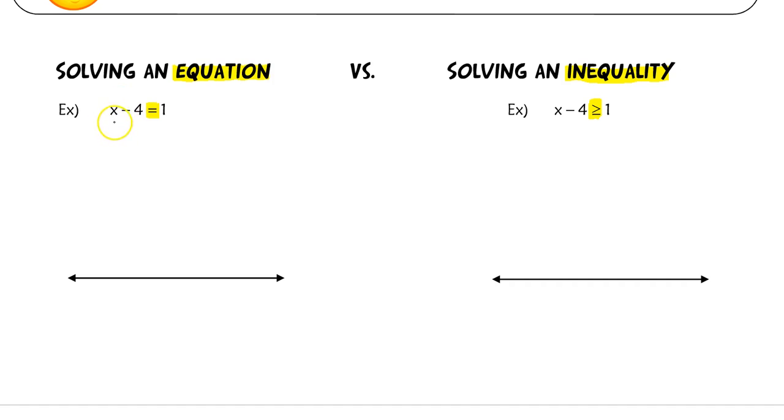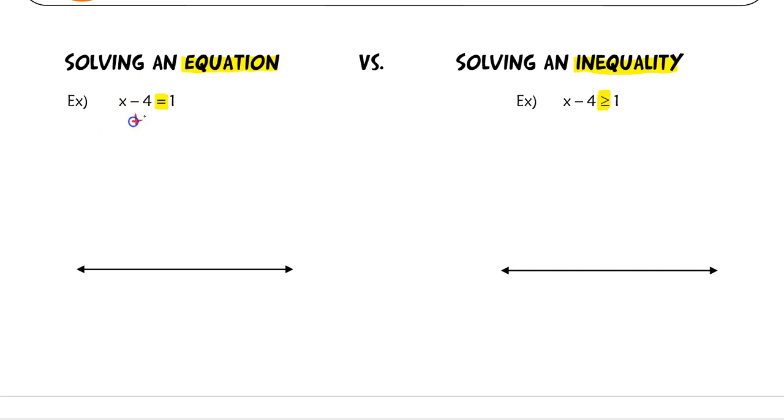So right here, if I want to get x alone, we know we have to add 4 on both sides. So I'm going to add 4 on both sides. I'm left with x will equal 5. Now what this is saying is that the only solution to this original equation is 5. So x can only be replaced by 5 in order for this statement to be true. If I plug in 5, I get 5 minus 4, that equals 1. That checks off, right? 1 is equal to 1.